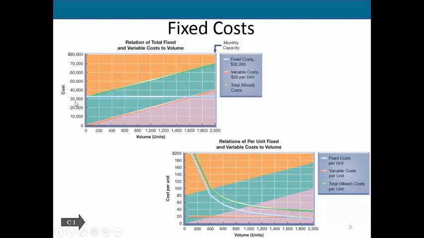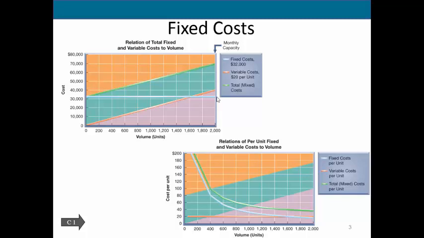The first thing that I want to note is our fixed cost line. Okay, fixed costs here are shown as a horizontal line. And let's go ahead and define fixed costs. Fixed costs are a type of cost that does not vary in total dependent on the quantity or the volume of products that you make.